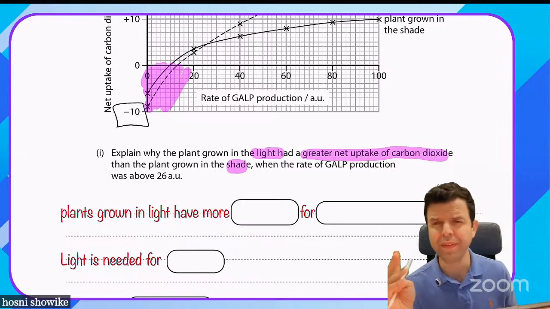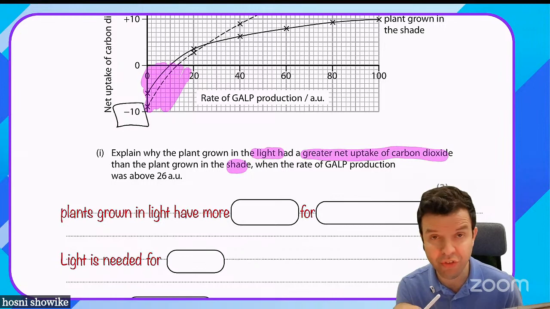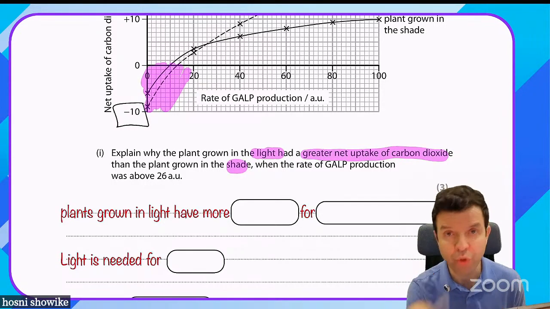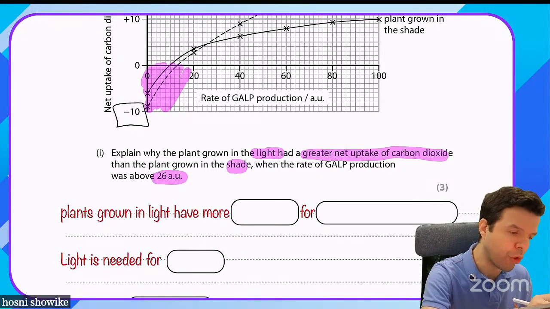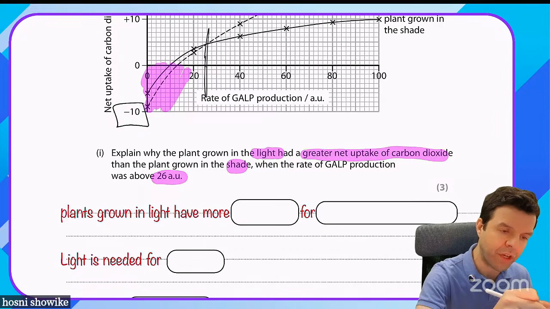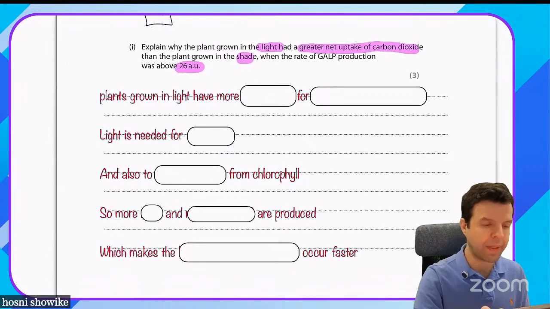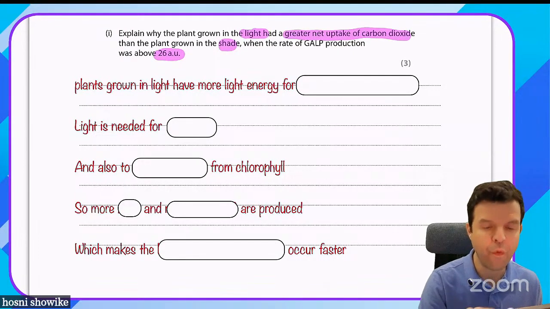Pretty obvious. You're going to talk here about what? Talk about light reactions and how the light reactions supply the Calvin cycle with reduced NADP and ATP. And it's saying here above 26, meaning they wanted you to talk about this part here, start from here. Okay? So I'm going to say it like this. Plants grown in the light have more light energy for the light dependent reactions.